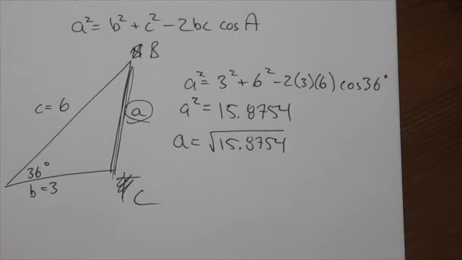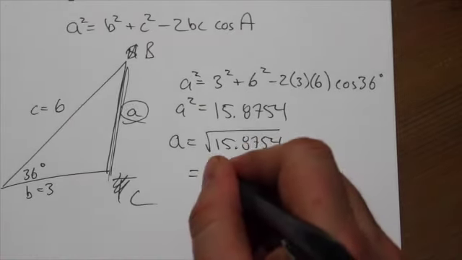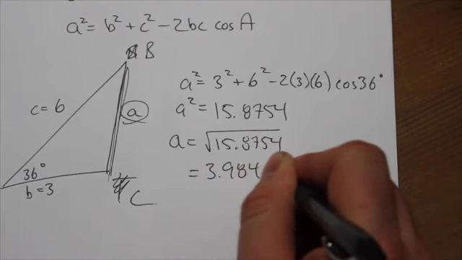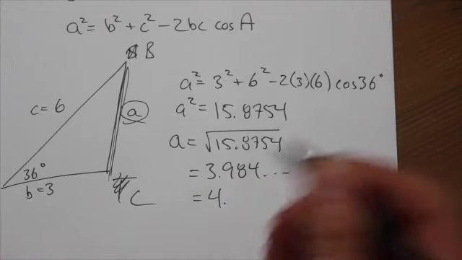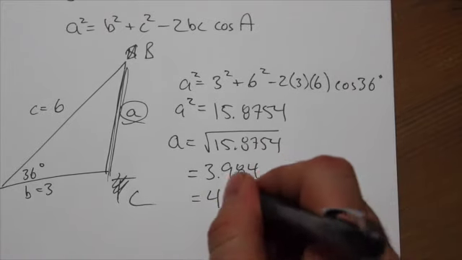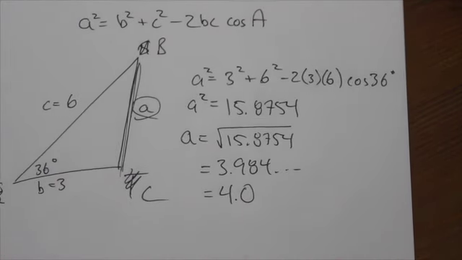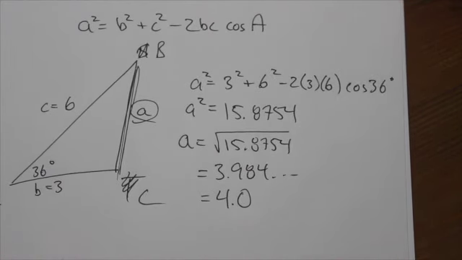Okay, and in this case we get that the answer is 3.984..., which will round, if I round it to the nearest tenth even, I'm going to get 4.0. And so that is the length of that opposite side. Just remember to take the square root at the end.